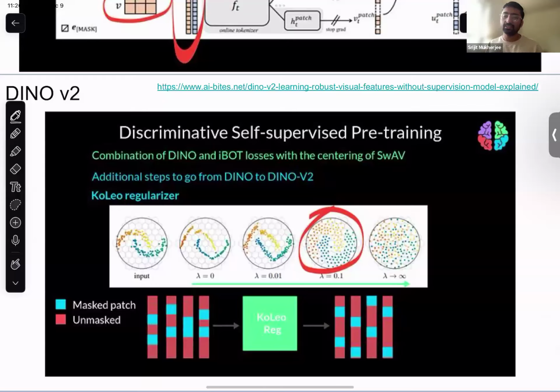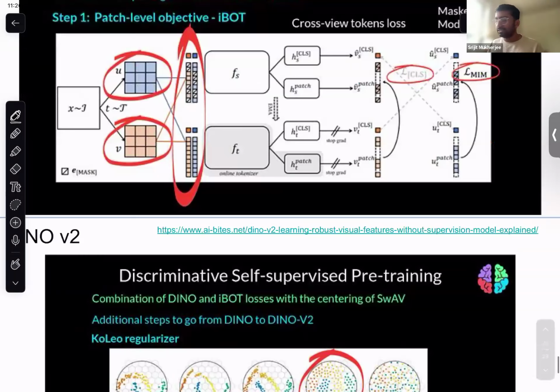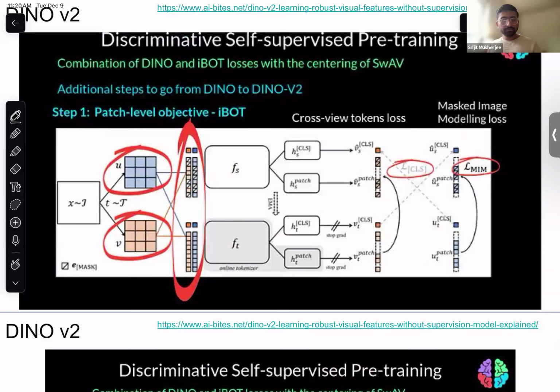Someone mentioned gram matrix in the beginning. It's actually, DINO V3 is really beautiful, actually. So I will discuss that in the next session. Yeah, any questions, guys?